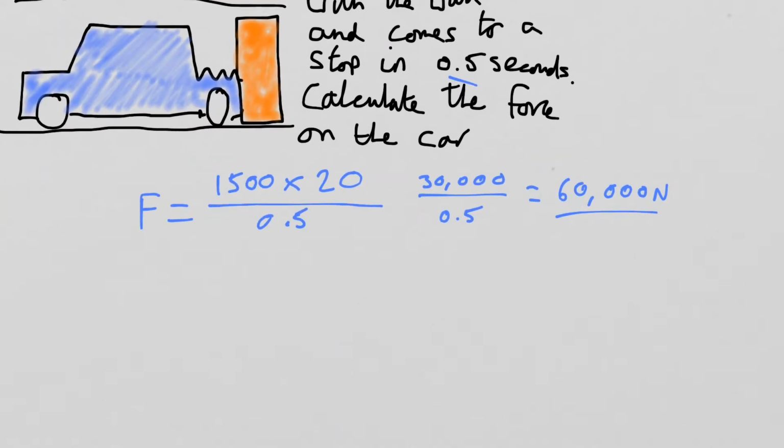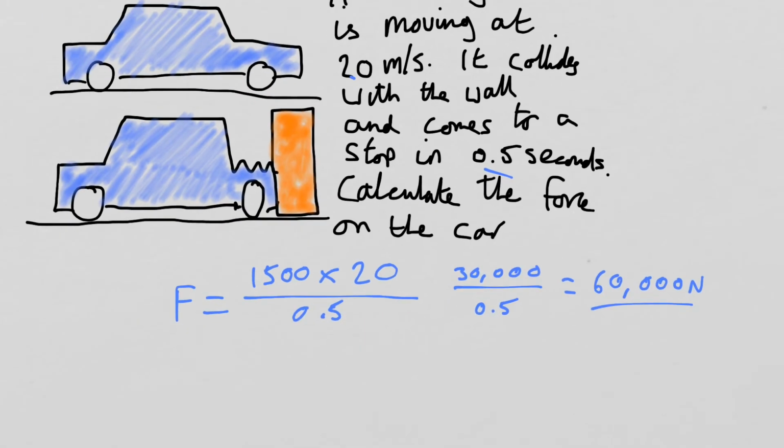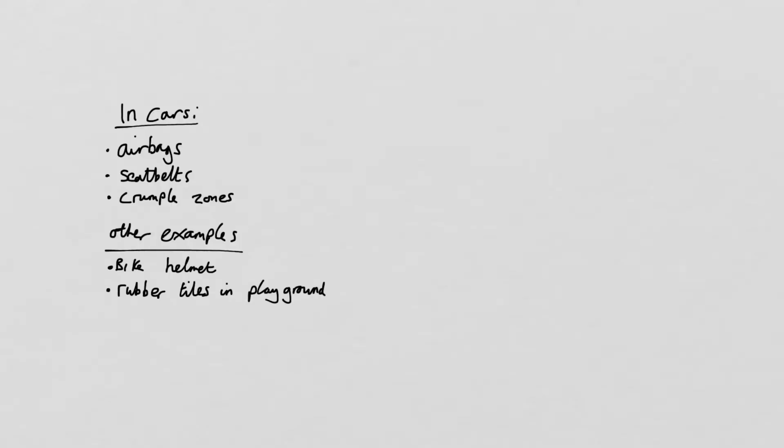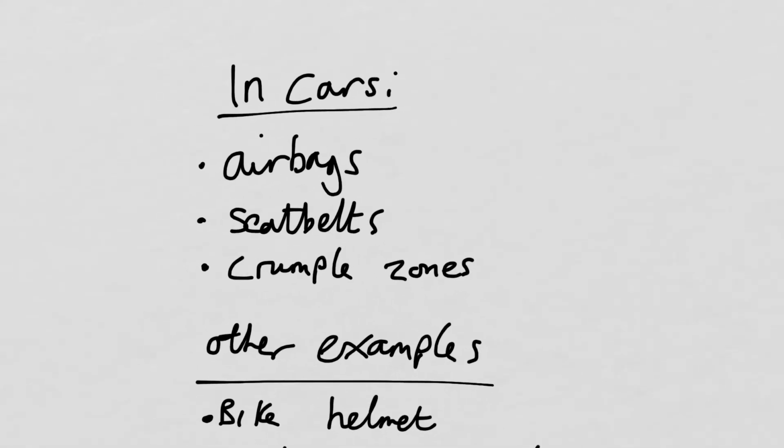So this crash test, the crash test dummy in that car, is going to experience 60,000 newtons of force. That's quite a lot of force. Yeah, that's a very large amount of force. Now there's several things that we can do in cars to reduce that force. Okay, and all of them involve extending the collision over a longer period of time. Let me show you some examples.